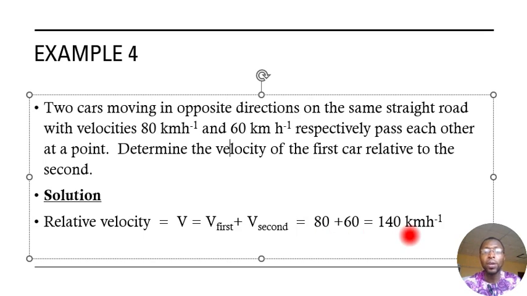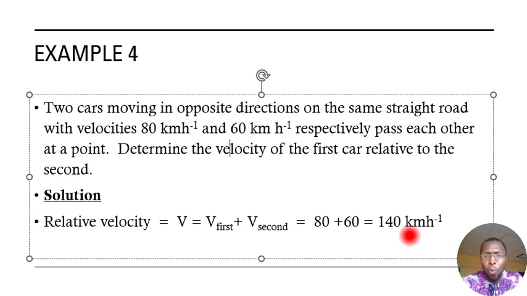So whenever two objects are moving in opposite direction, the relative velocity is always obtained by the addition of the velocity of the first one and the velocity of the second one. But whenever they are moving in the same direction, to get the relative velocity, you just need to subtract. You subtract the smaller velocity from the bigger velocity, and that will give us the relative velocity when they are in the same direction.